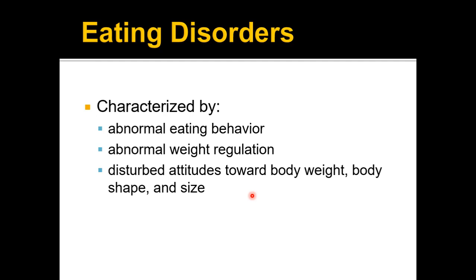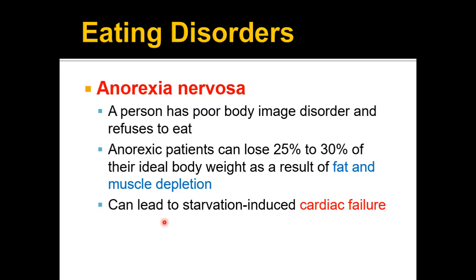So then let's talk about eating disorders. The characteristics of eating disorders are listed right here. So abnormal eating behavior, abnormal weight regulation, and disturbed attitudes towards someone's own body weight, shape, and size. And so anorexia nervosa is the first specific type of eating disorder that we've got in the lecture today.